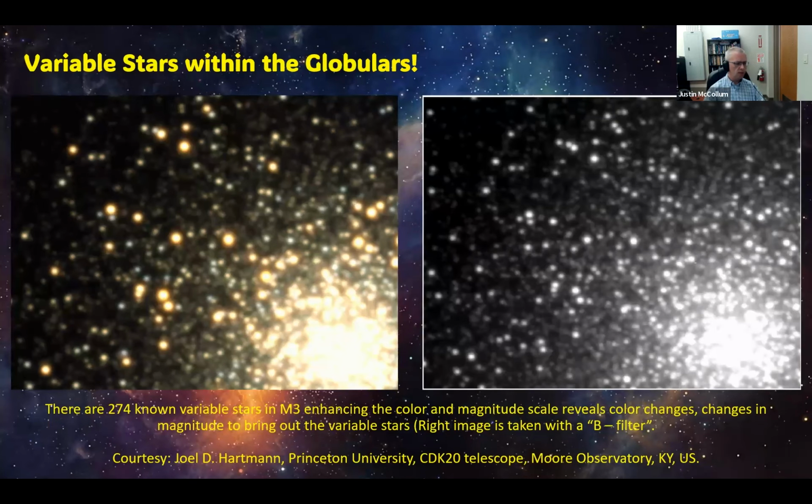Now here, we know about 274 variable stars. We can see how, as we change magnitude and brightness, it shows us the changes in the colors. This image was taken in a blue filter. This was done at the Moore Observatory in Kentucky. And you can see how the stars are brightening and dimming and brightening and dimming. So you get hundreds and hundreds of variable stars of at least different varieties within these globular clusters.